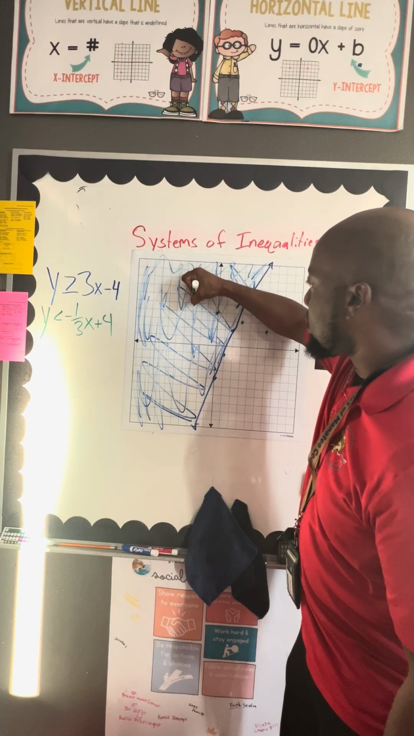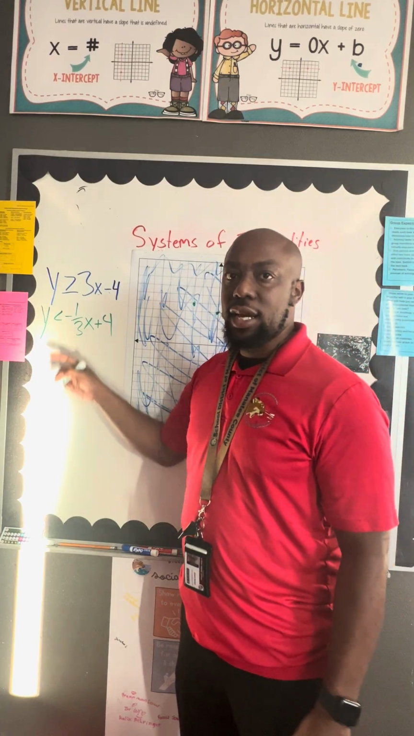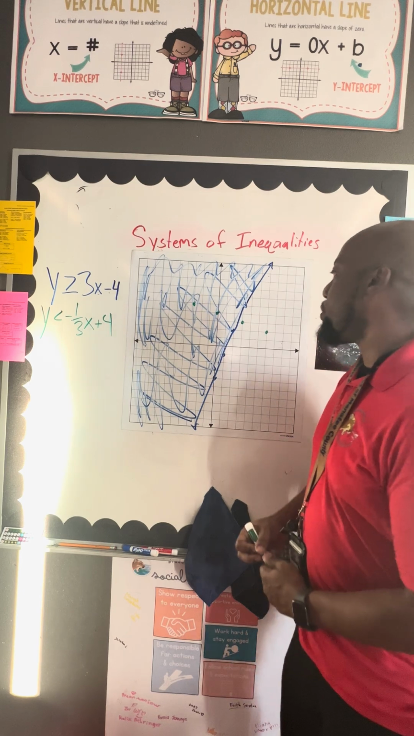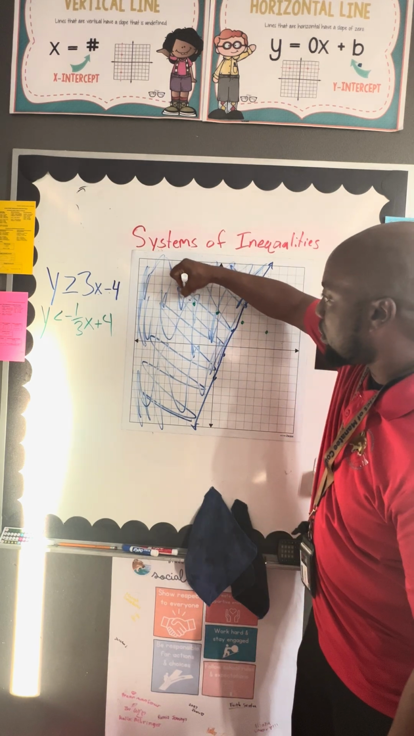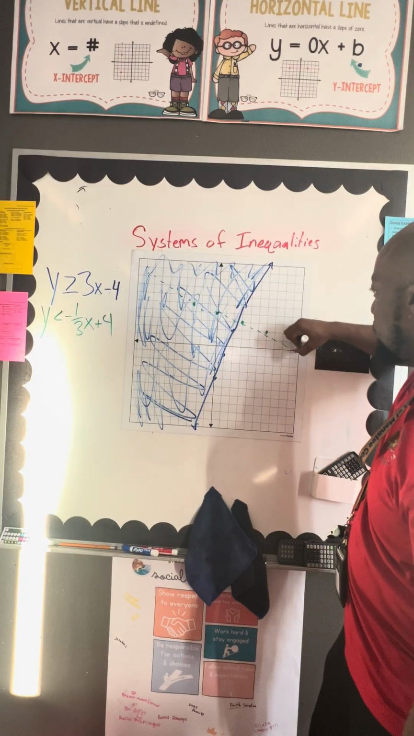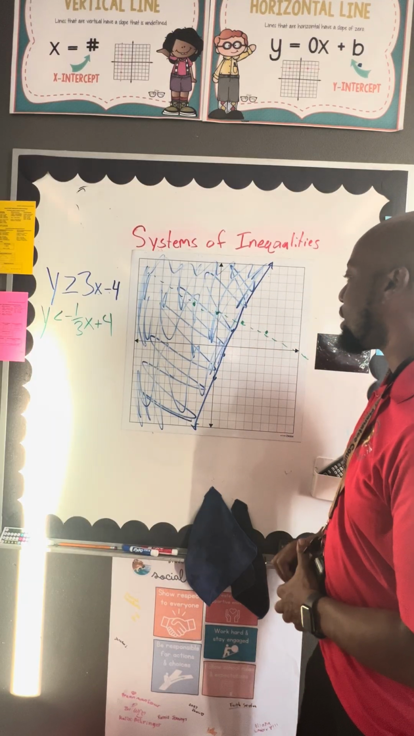All right, for this one, it's a less than sign. There's no equal to, so what does that mean? That's right, we're gonna have a dotted line or a dashed line. So make it dashed. Okay, not that straight, that's my line.